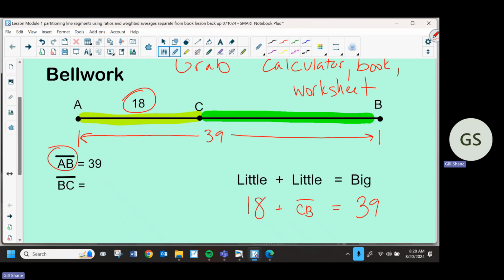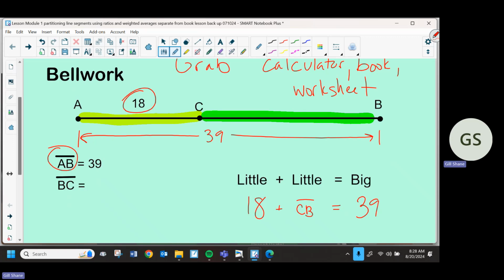Yeah, I don't know what the first person said. 39. Big segment is 39. Now to solve, we treat the CB just like it's a variable, like it's X. So we want to get that by itself. How do I get it by itself? I need to get rid of 18, right?